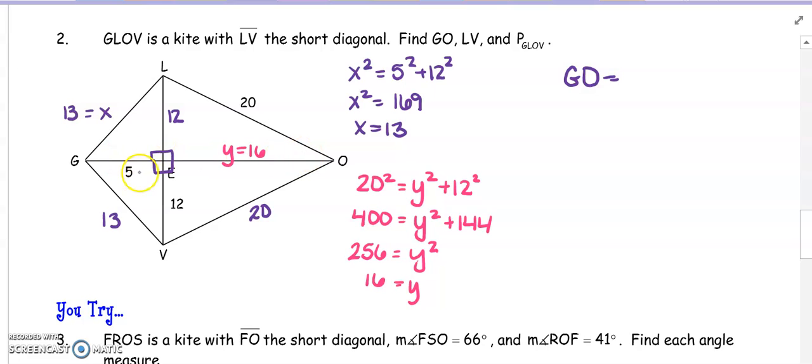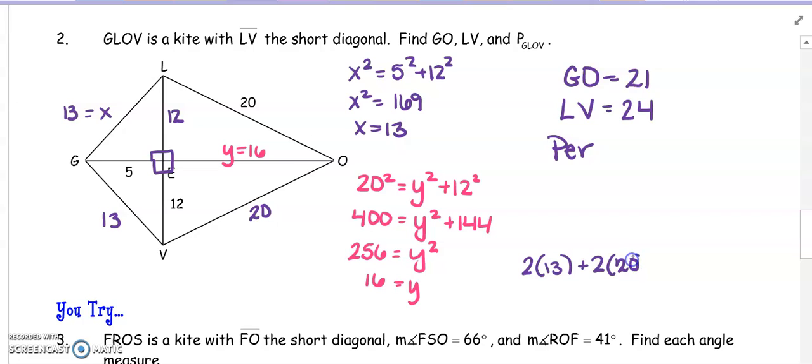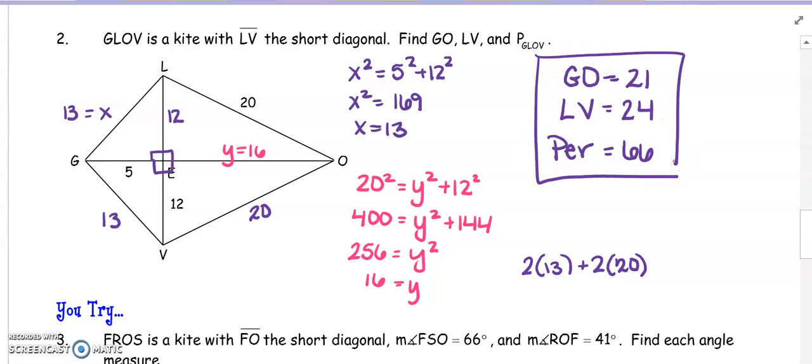Now, I wanted to find what GO was. GO, well, 5 plus 16 gives me 21. I wanted LV. 12 and 12 give me 24. And then I want the perimeter. So if I do 2 times 13 plus 2 times 20, that is 40 and 26, which will give me the perimeter to be equal to 66.